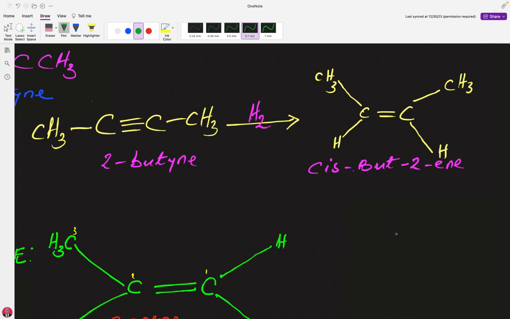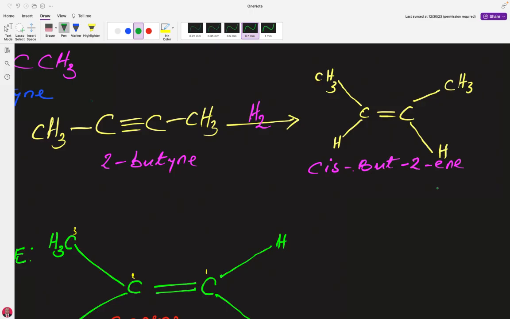In naming this compound, this is the first carbon, this is the second carbon, this is the third carbon, this is the fourth carbon. And what is the parent name? It is but, for butane. Since the alkyl groups, or the methyl groups, are located on the same side, we say it is a cis isomer. In that case, it will be cis-but-2-ene, with but as our prefix, the second position, and ene as our suffix. We have cis-but-2-ene.